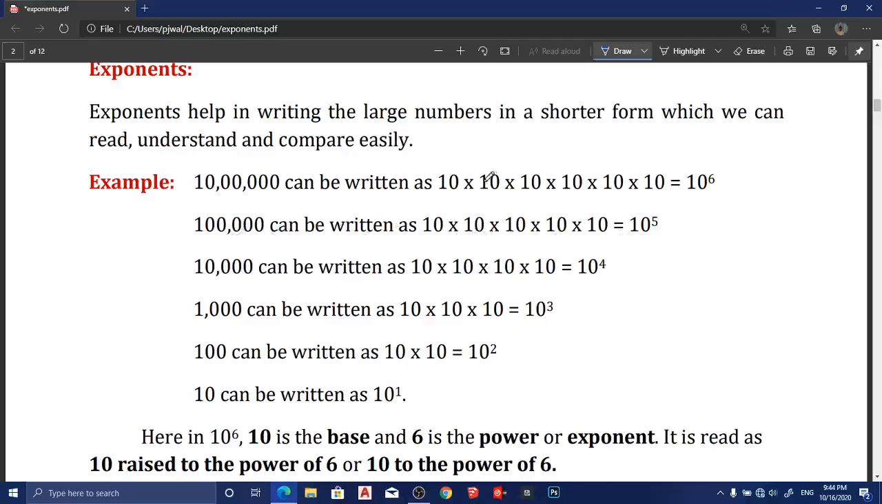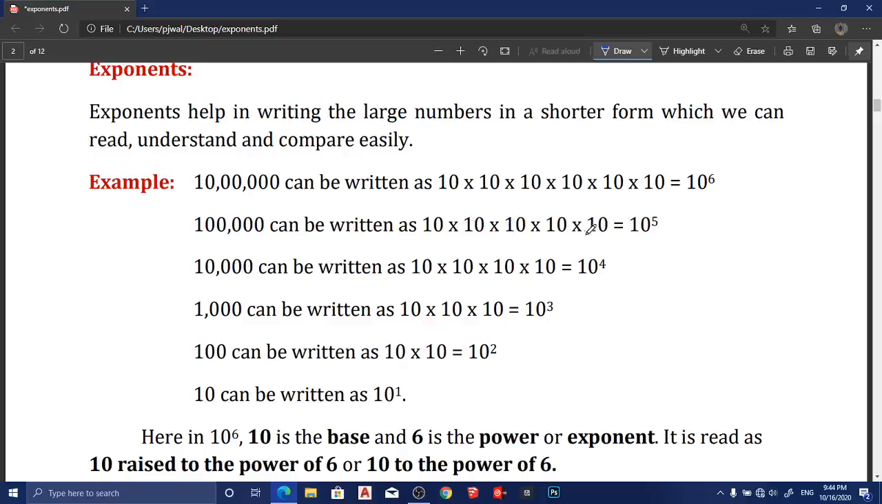Okay, now you can write this product in a shorter form, which is called 10 raised to the power of 6. How to read this? 10 raised to the power of 6. Raising means increasing. Okay, 10 raised to the power of 6 means we are increasing the power of 10 to 6 times. If we increase the power of 10 six times you will get 10 lakhs here.